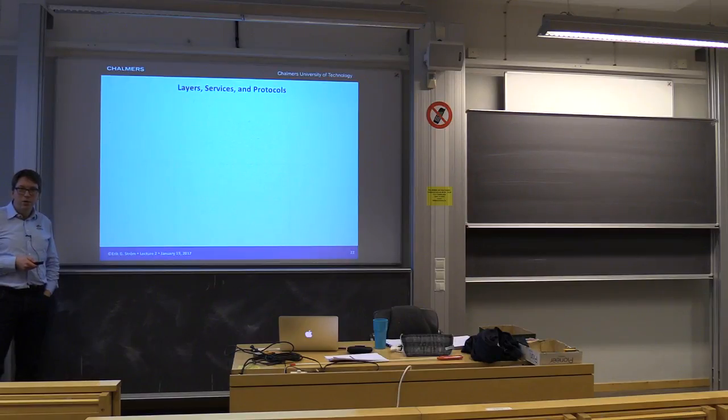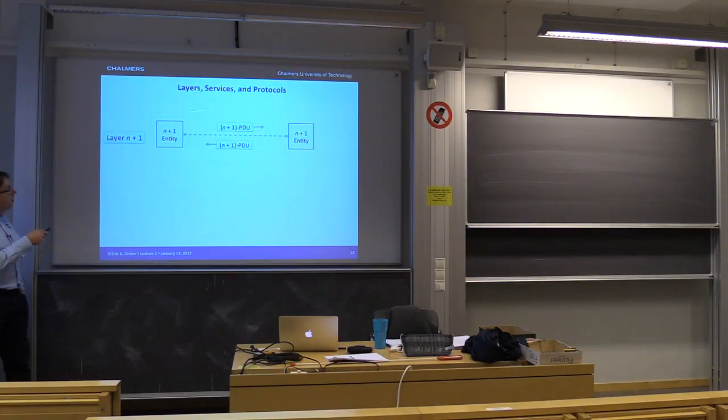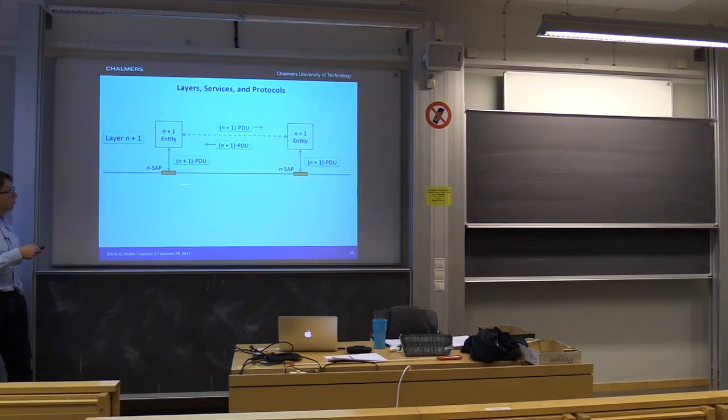And this picture is actually pretty important, so let's try to pay attention here. Again, we know that a layer works like this. It's at some level, n+1 in this case. There are two entities, one at each end of the communication chain, and they are exchanging PDUs. These PDUs are indexed by the same layer number as the layer that is executing. In practice, this virtual communication runs by using services of the layer below it. So this entity has a service access point, which is the interface to the layer below it.